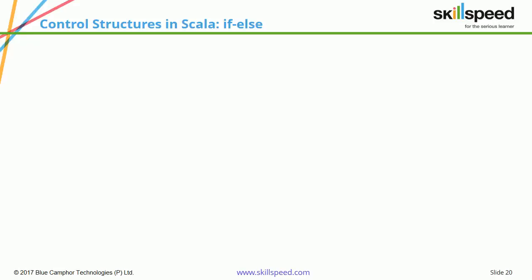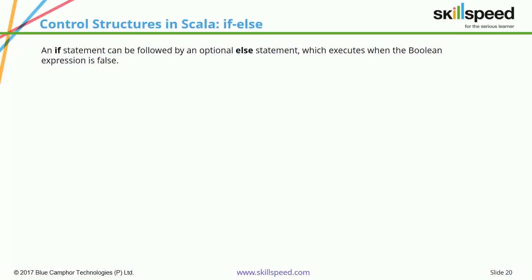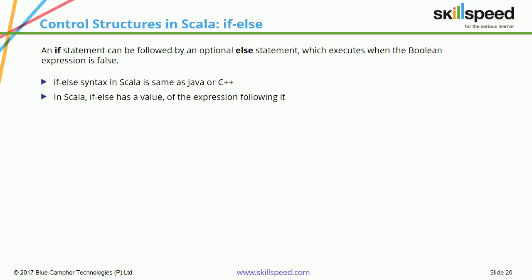In order to understand this, let's have a look at the first control structure, which is the if-else loop. When you want to create an if-else loop, first you will have an if statement, then you can have an optional else statement. The if-else syntax is very similar to your Java or C++ if-else code. In Scala, if-else has a value, the value of the expression following it. Another important point is that semicolons are optional in Scala.